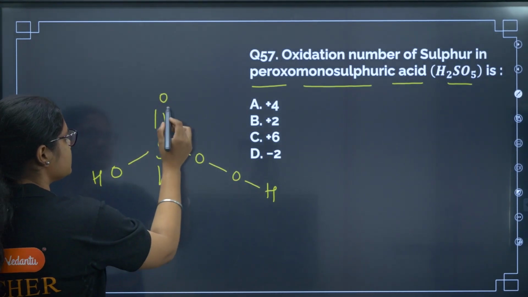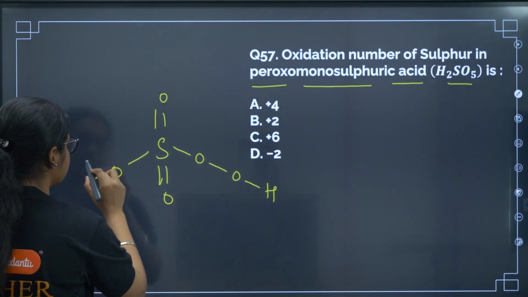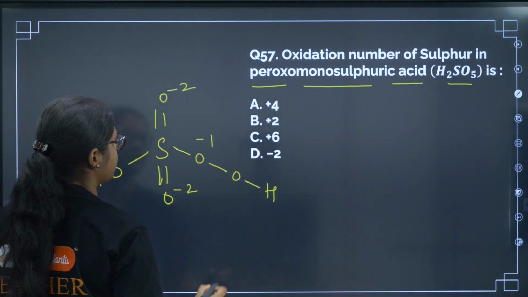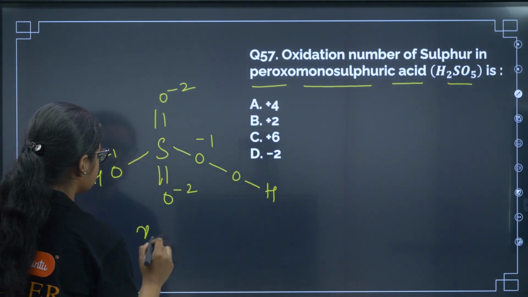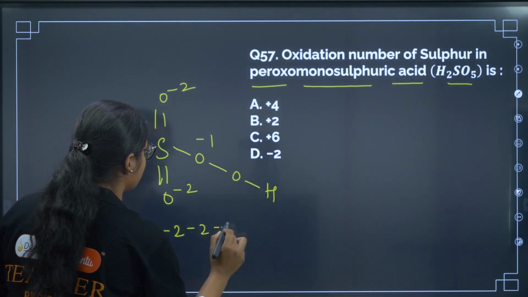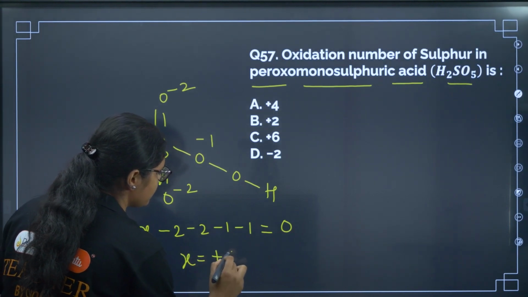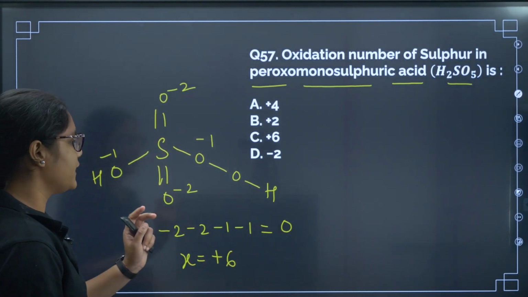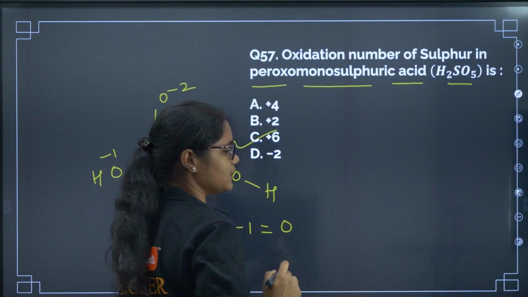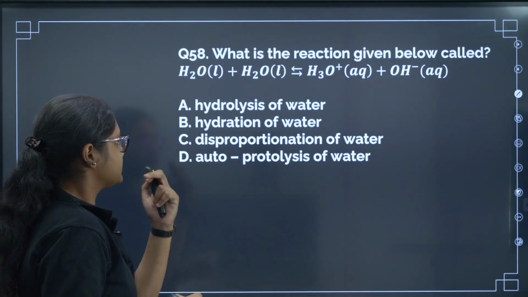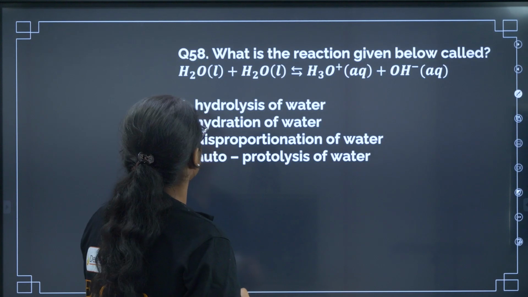Okay, so this oxygen is -1, this is -2, this is -2, and this is -1. So we can write X - 2 - 2 - 1 = 0. X is equal to +6. Okay, so the correct answer for this question is option number C. Okay, easy one.